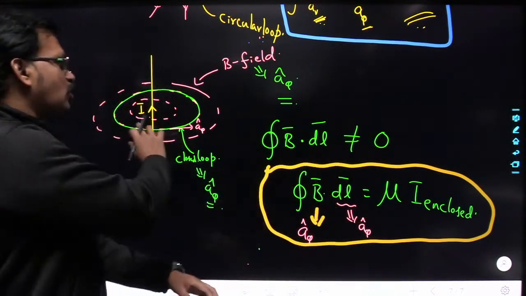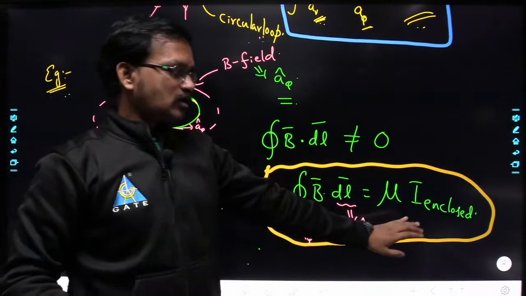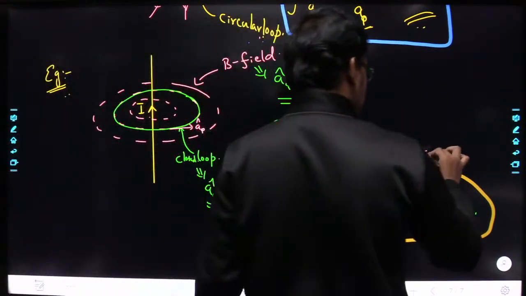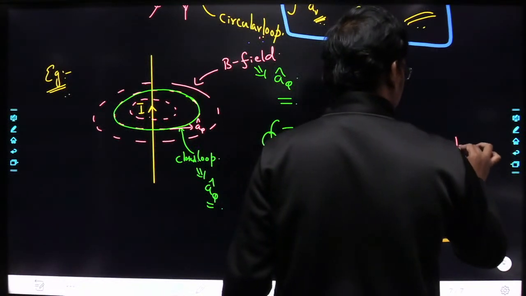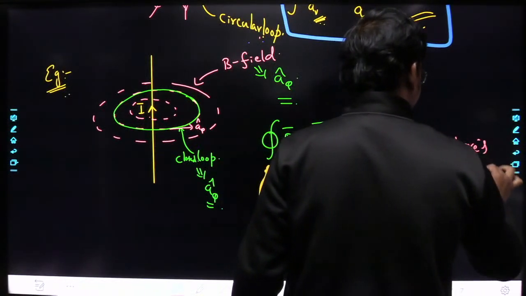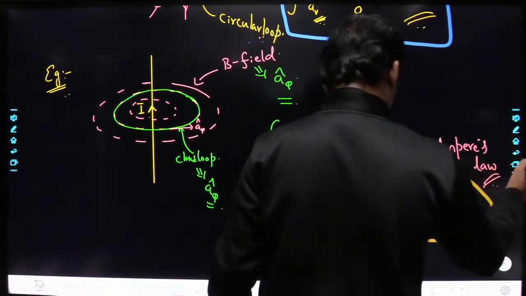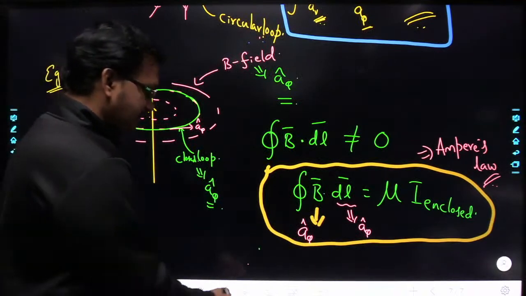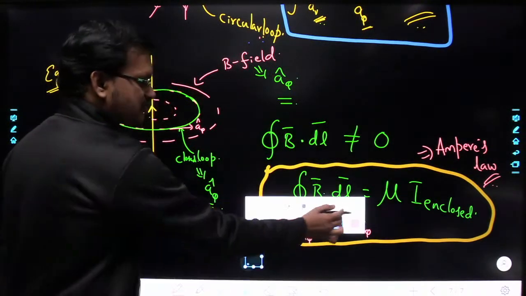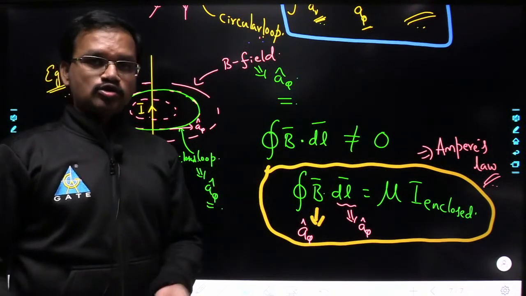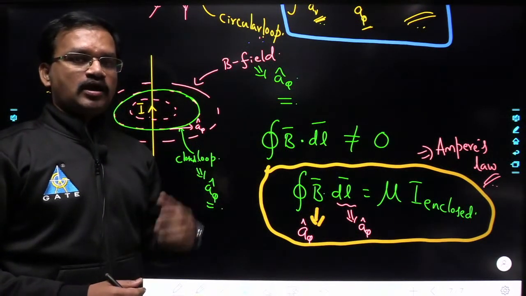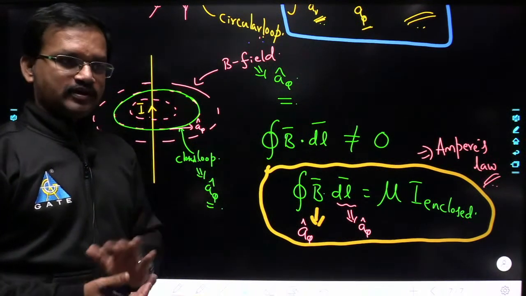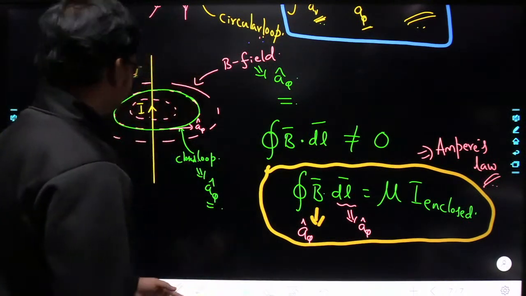So the circulation of the B field, that is how much of the B field is aligned around this closed loop, is equivalent to mu times of current enclosed by that closed loop. This is nothing but Ampere's law. So that means whenever you are trying to determine the circulation of the vector field around any closed loop, you are determining how much of the given vector field is aligned around that closed loop.